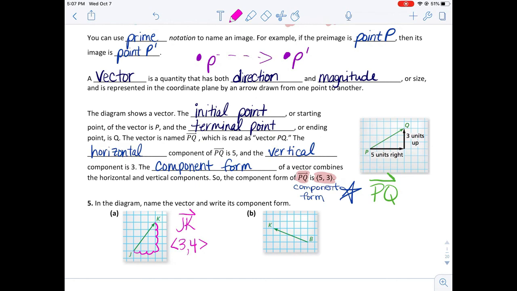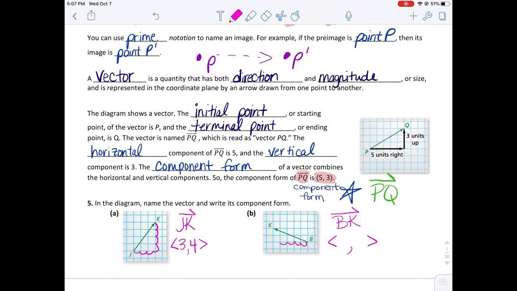Time for us to check. The name for this vector is BK. Remember, it's always initial point followed by terminal point. And then our component form. For this one, we moved backwards.